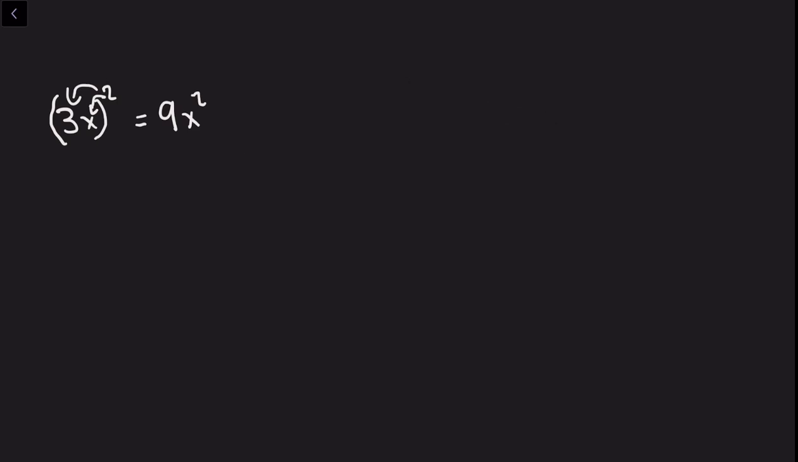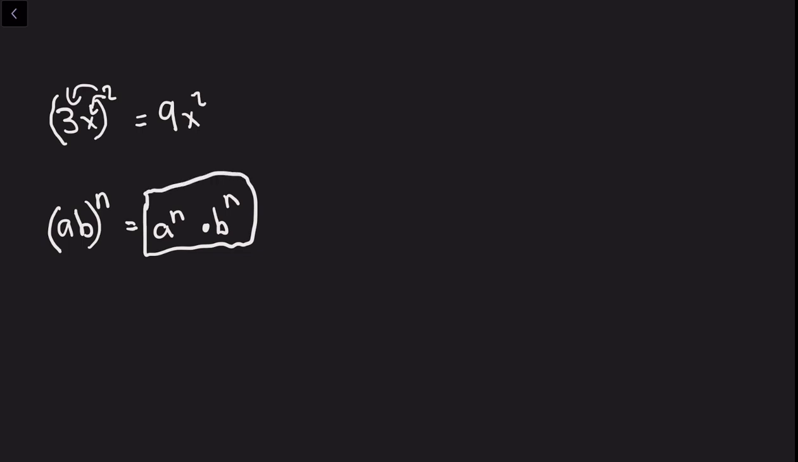times, so let's look at a general formula for this. If we have a times b in parentheses raised to the n power, we can rewrite it as a to the n power times b to the n power. So we essentially just distribute that n charge to all the terms in the parentheses that it's affecting. And again, this is the power of a product.